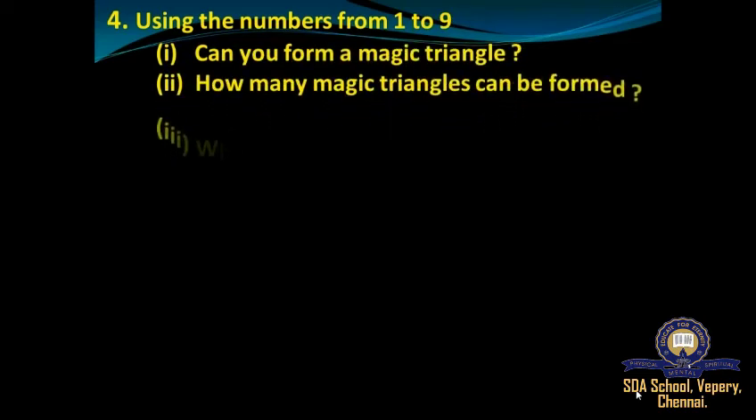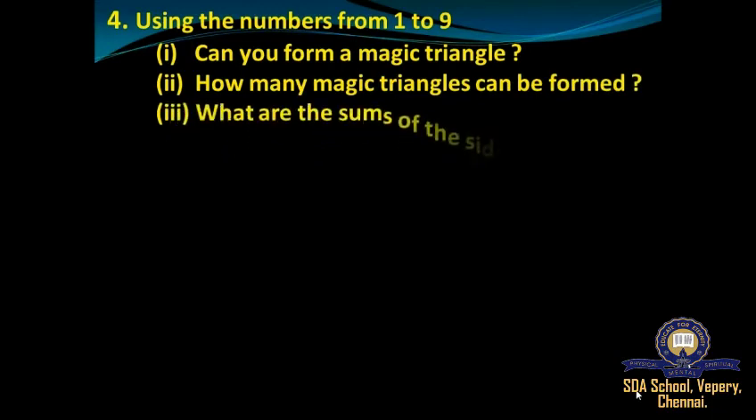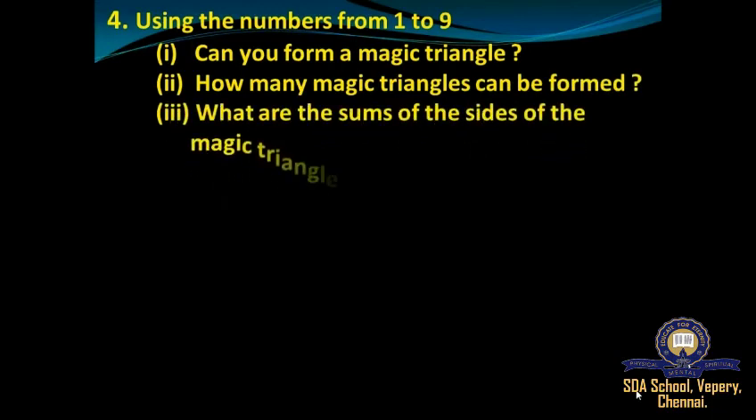Okay, so the first one will be, can you form a magic triangle? And the second one is, how many magic triangles can be formed? And the third one is, what are the sums of the sides of the magic triangle? Okay, so there is a magic triangle given and you are supposed to arrange the numbers from 1 to 9.